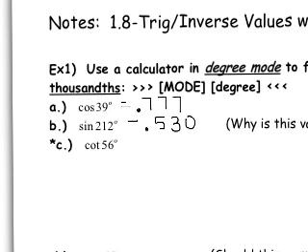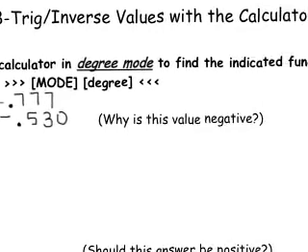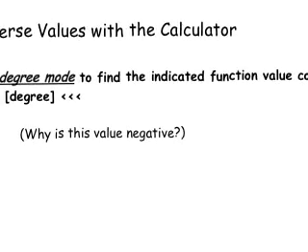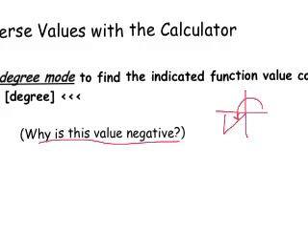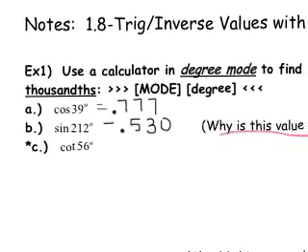Really quickly, look over to this question. It says, why is this value negative? And it's because of the fact where 212 degrees is. 212 is way over here. So if you drew that triangle, notice that your opposite would be down. And so when you go down, we know that that's going to cause a negative opposite, which will be a negative sine value. So that's why the sign here is negative.